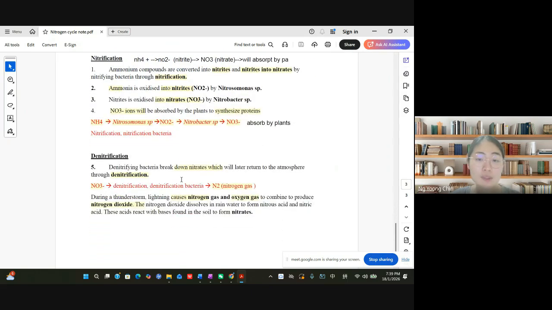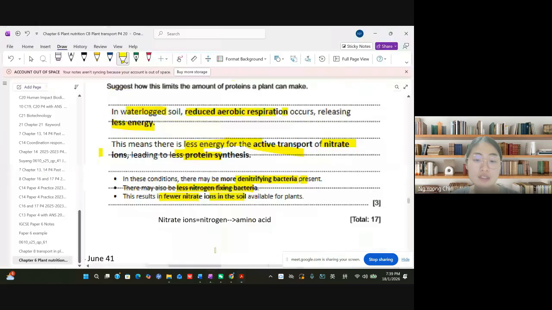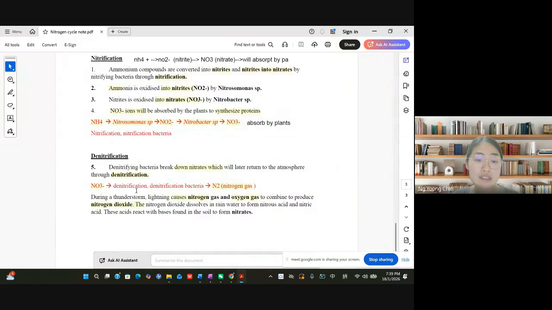Okay, and then we talk about denitrification. Why do we talk about denitrification? Because you have the nitrate ions. Even though your nitrate ion is lesser, these nitrate ions can undergo denitrification by the denitrifying bacteria. So this denitrifying bacteria help to break down the nitrate ions. So nitrate, which is NO3 minus, can become nitrogen gas again. So nitrogen gas will be returned to the atmosphere.